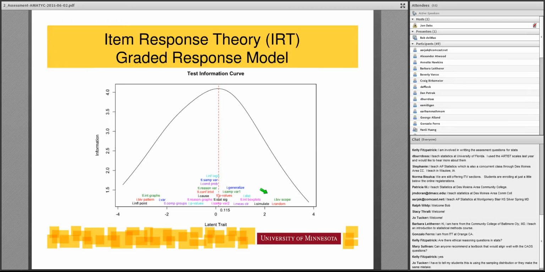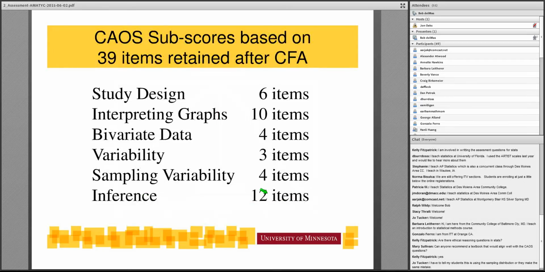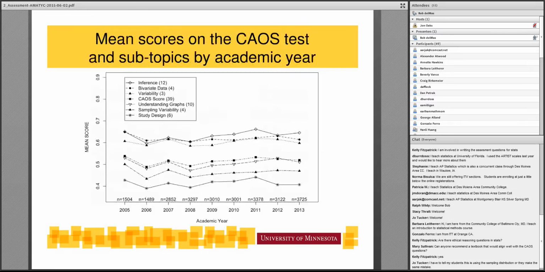All right, that's the end of the technical stuff. So now I'm going to show you some information on trends. Going back to these 6 areas, just grouping the items by the 6 areas that CAOS is designed to measure, and then showing you a graph to demonstrate that understanding in these areas is pretty stable from year to year. Right in this middle line with the square, that's the average CAOS test score.